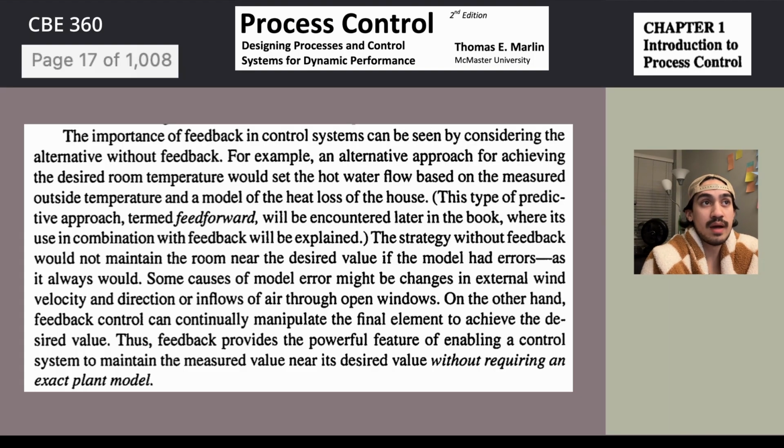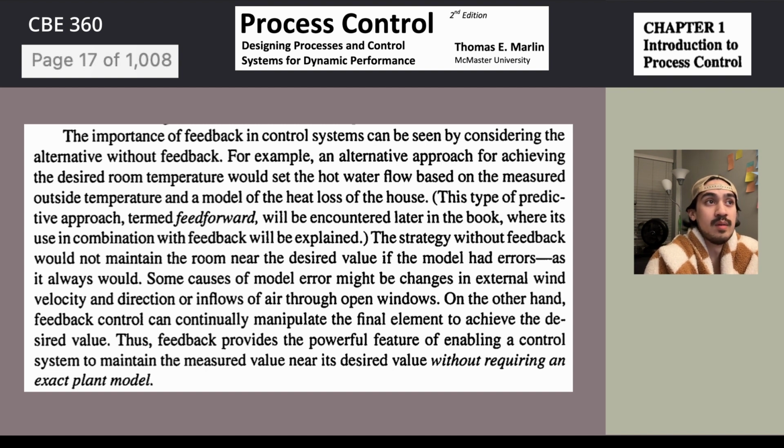The importance of feedback in control systems can be seen by considering the alternative without feedback. For example, an alternative approach for achieving the desired room temperature value would set the hot water flow based on the measured outside temperature and a model of the heat loss of the house. This type of positive approach, termed feed forward, will be encountered later in the book, where its use in combination with feedback will be explained.